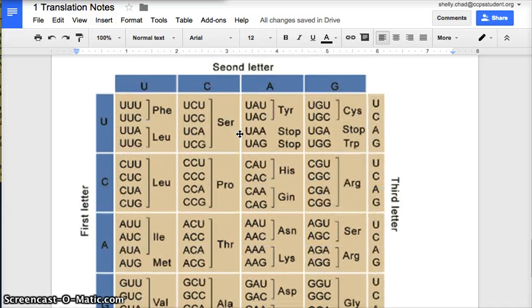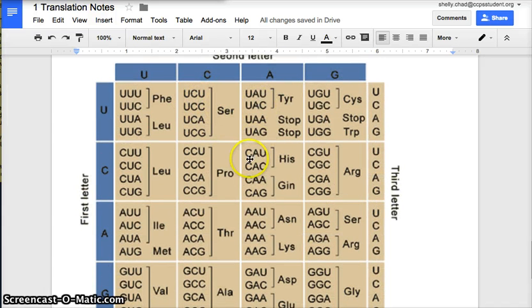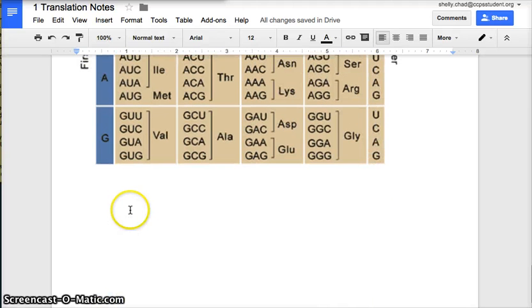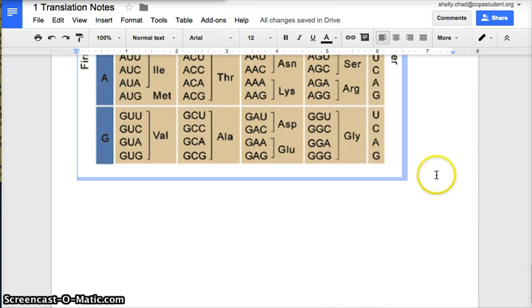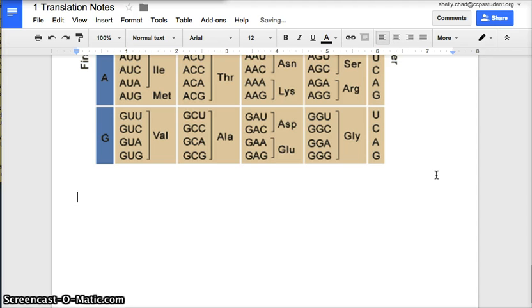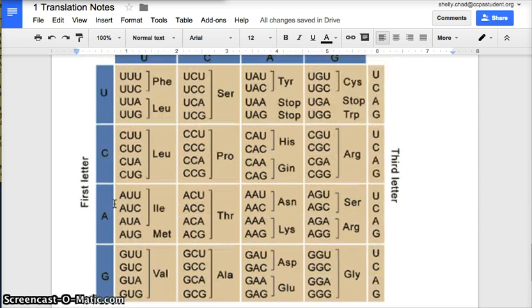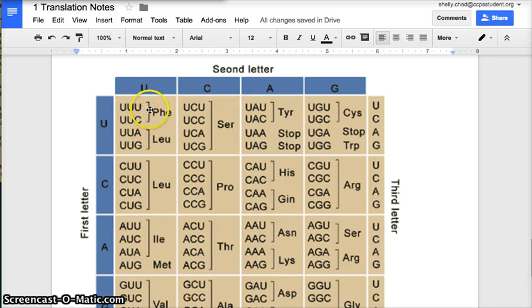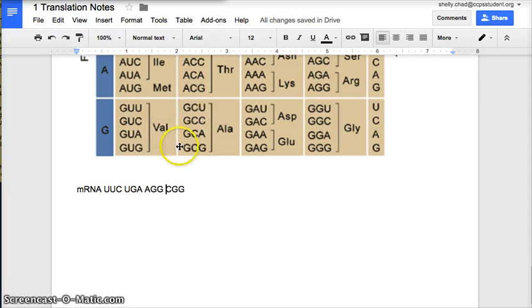Now this one's really easy because it has a set of 3 bases. All you have to do is find it. So if I give you the mRNA, and I give you UUC, UGA, AGG, CGG. The first thing to make it easier for you is either draw lines or put spaces in the sets of 3 so you can read them easier. Now we just go up to the chart and find UUC. You see how the bracket is around it, so it stands for PHE. So the first amino acid that you're going to bring is PHE.